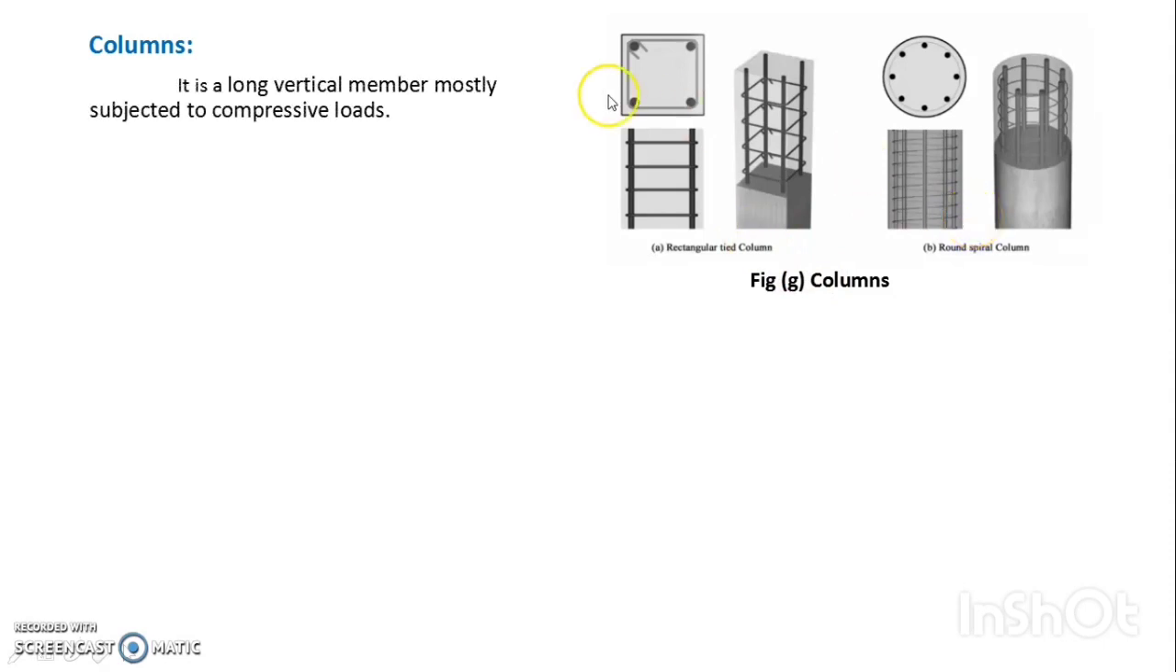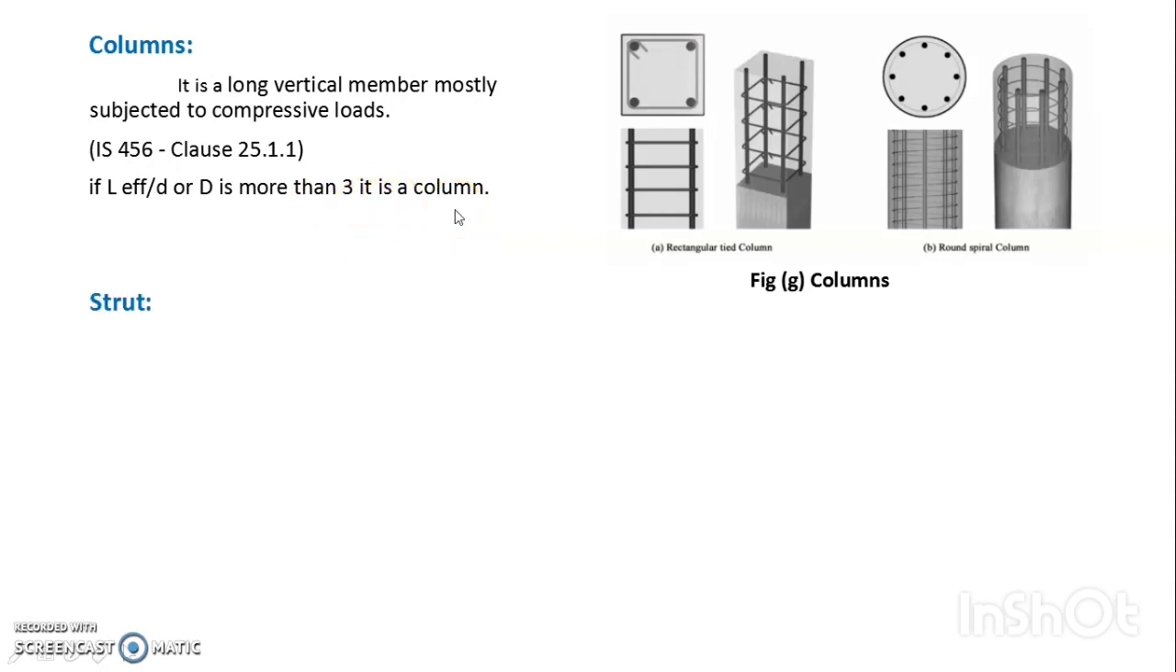A column is a long vertical member, mostly subjected to only compressive loads. The column is classified based upon the effective length L effective as per IS 456. If L effective divided by the effective depth or the overall depth is more than 3, it is known as a column. The next member which we are going to discuss is the strut.